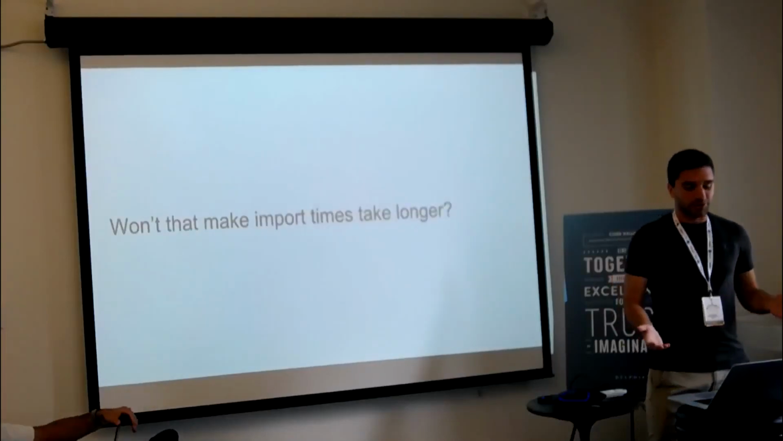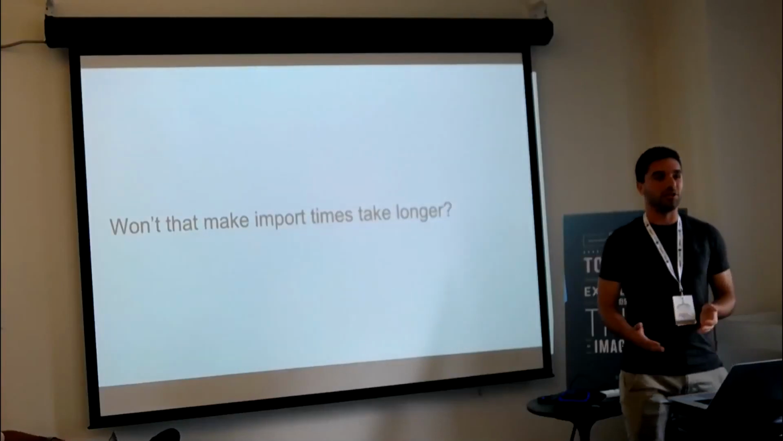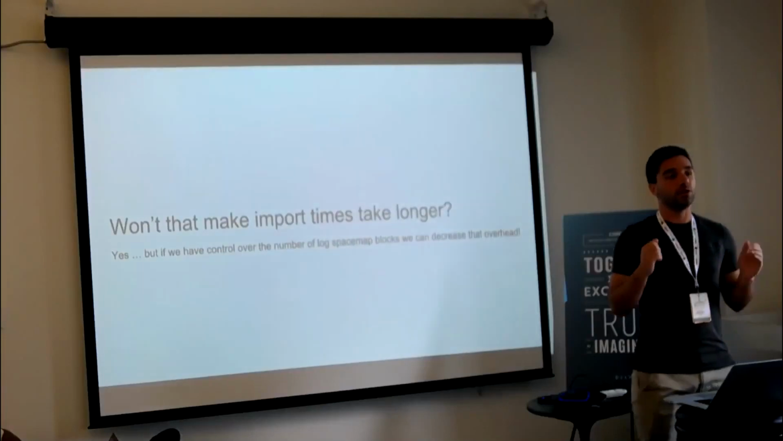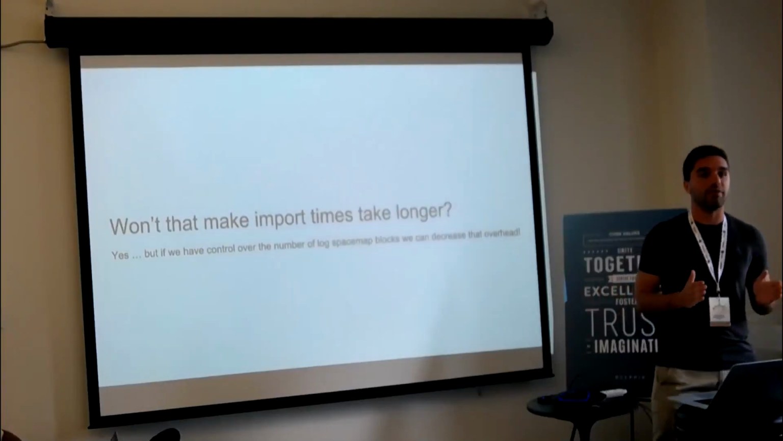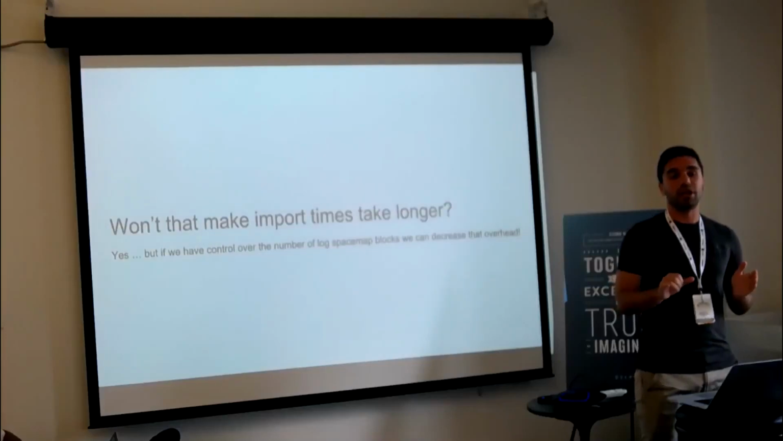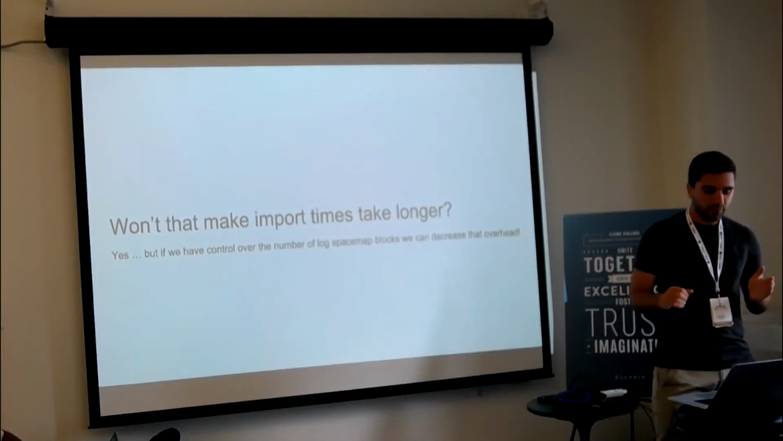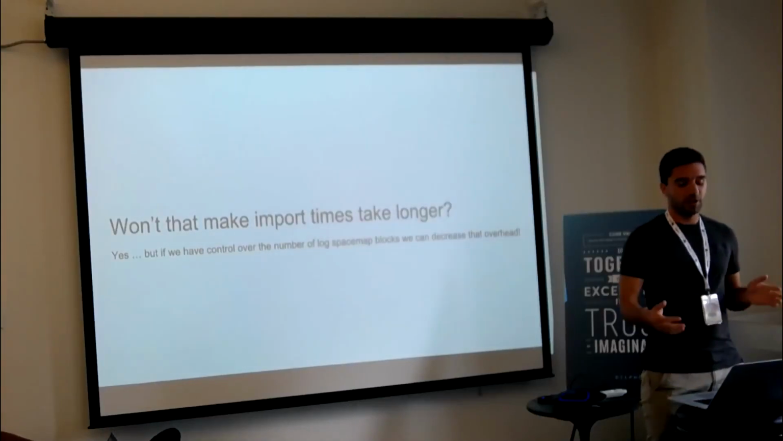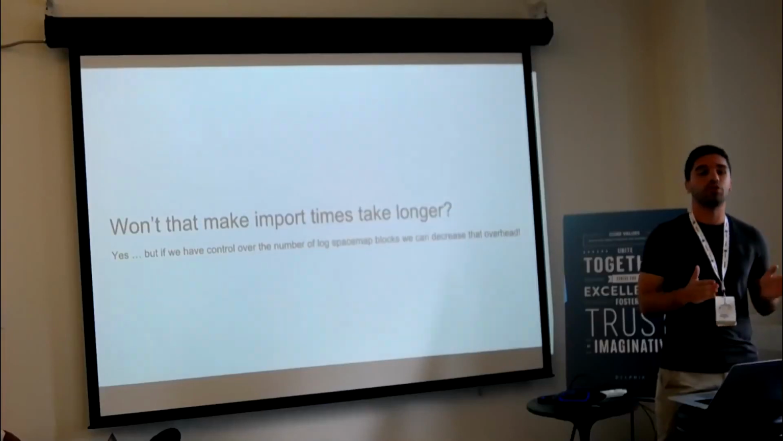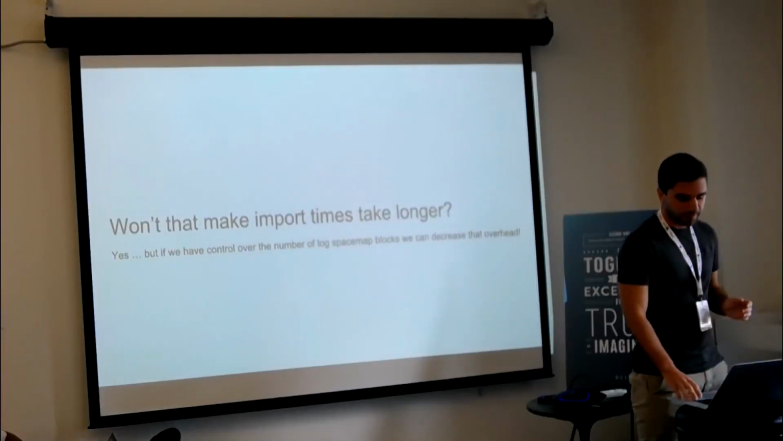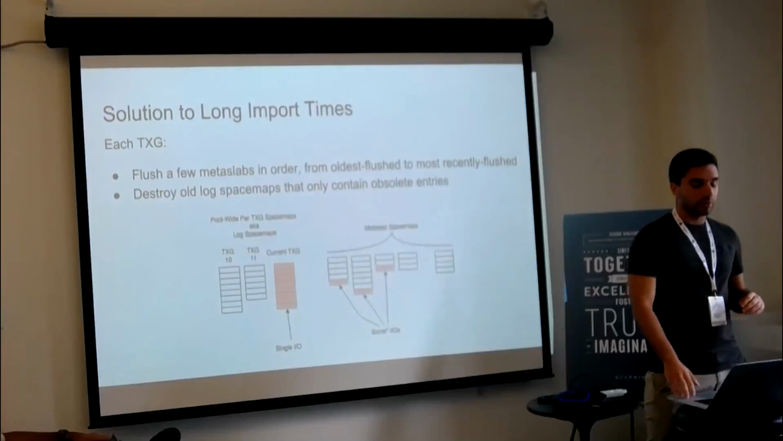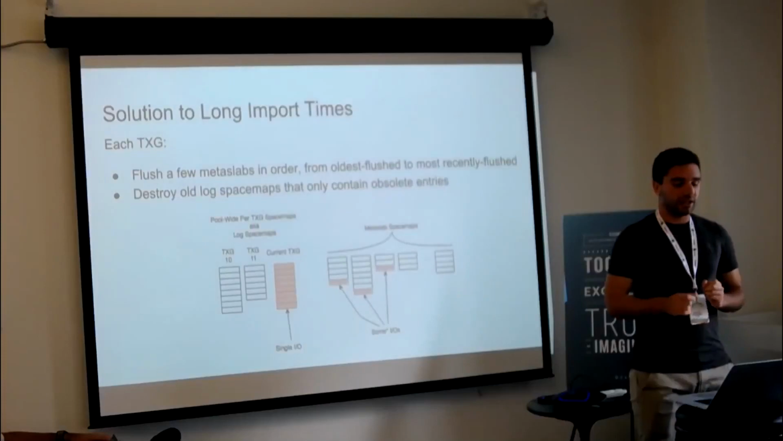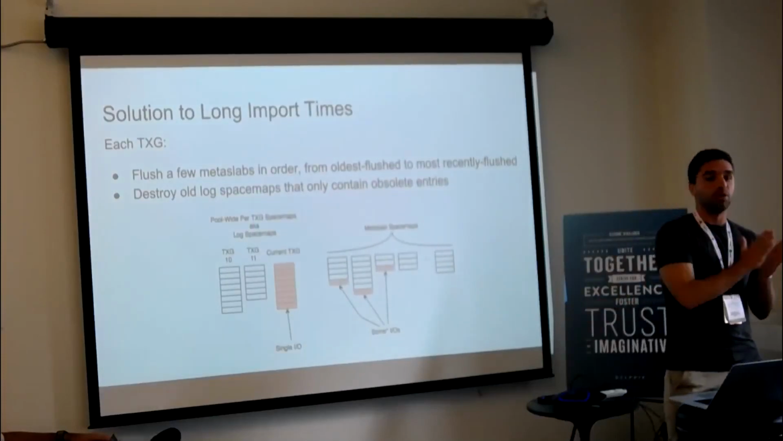And now the other question is, won't that make import times after a crash take longer? You know, you do all this reading. Well, yes, but if we control how many blocks these log spacemaps have, we also control the import time overhead that we exert on the pool. So basically, we want to control how many log blocks we have in the log spacemaps at any given time. So the solution to that is we flush a few metaslabs each TXG in order from oldest flushed to most recently flushed.